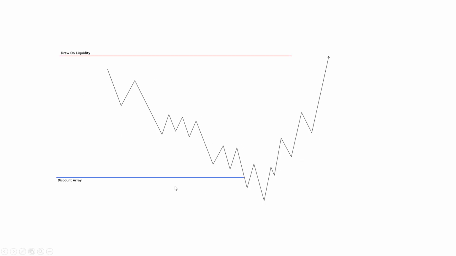Okay, so let's say we hit this discount level. Okay, so we hit this discount level for example, and let's say again, for example, I'm saying, let's say this is a discount daily fair value gap, for example. Okay, daily FVG.